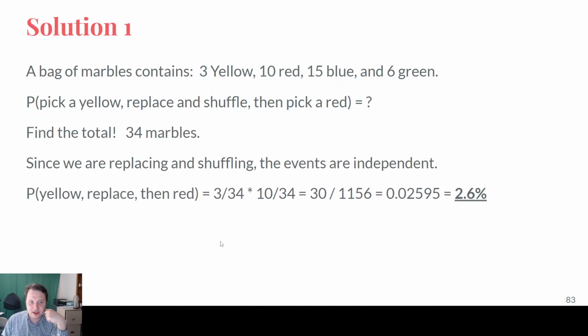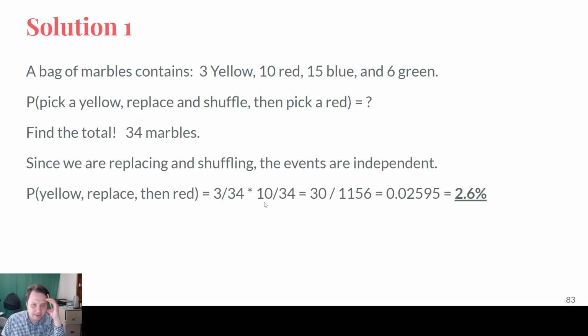So, as usual, I should have mentioned, find the total. We need to find the total of 34 marbles, and you got that by just adding all of these together. As I said, since we are replacing and shuffling, the events are independent. So the probability of picking a yellow marble out of the total is 3 out of 34. We put it back, we shuffle, and so now the probability of picking a red one is 10 out of 34.